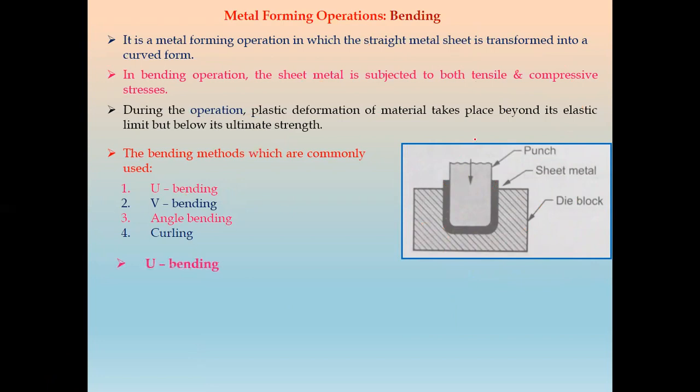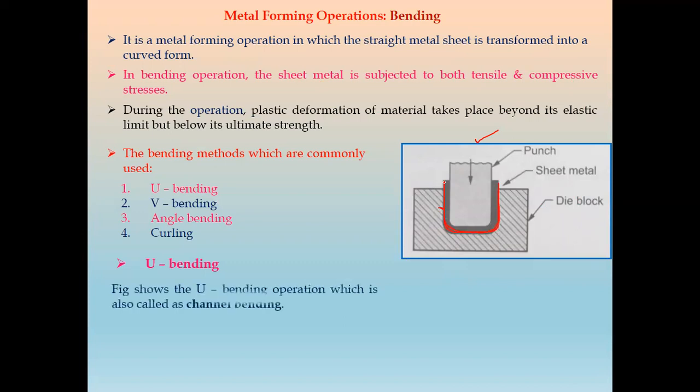There is a diagram for this U bending operation. We have a die block having a U shape, and the punch also has a U shape. There is a clearance between the die block and the punch, and the sheet metal will flow inside this clearance and form the U shape. That operation is called a U bending operation.